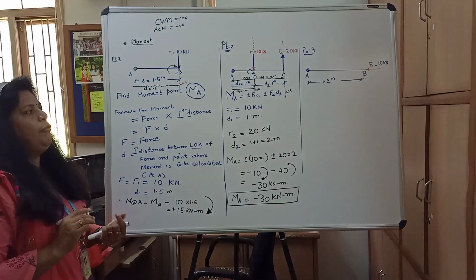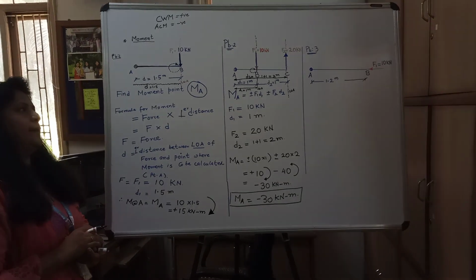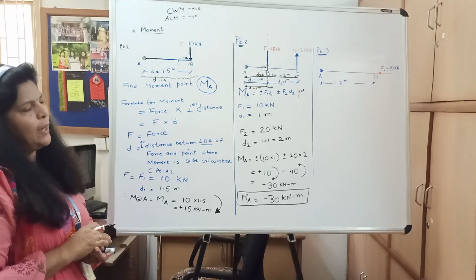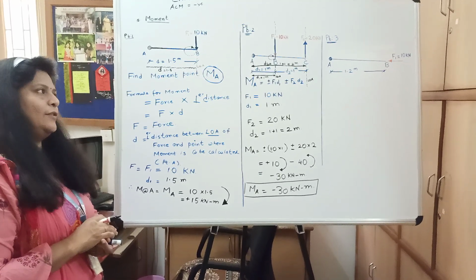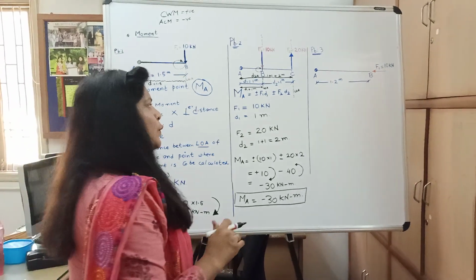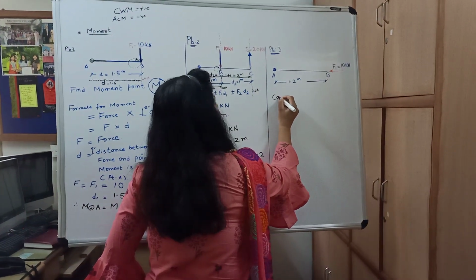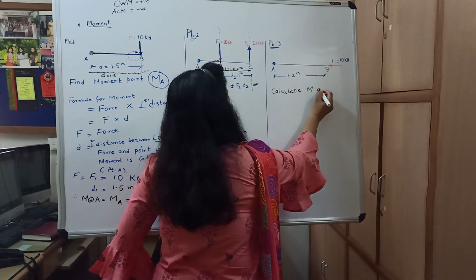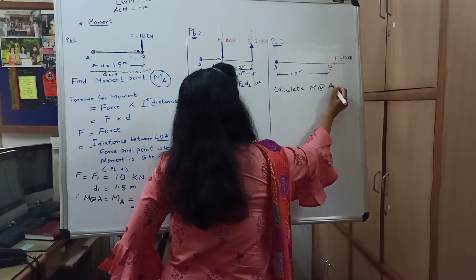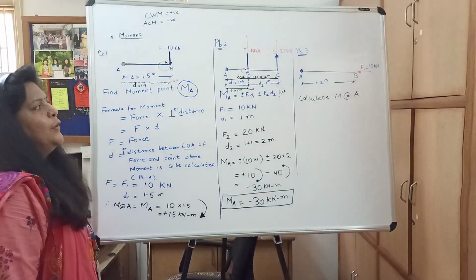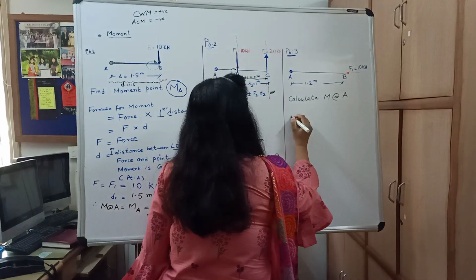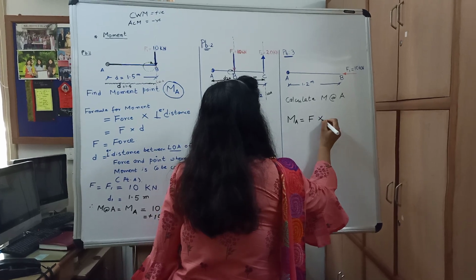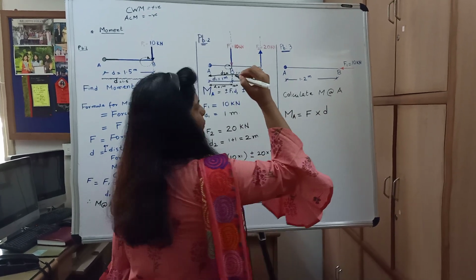Now we come to the third numerical. Very simple. What is it? Which type of force is acting? Horizontal force. Okay? What do we have to do? We have to calculate moment about point A. Okay? So, I will again write down moment about point A, that is equal to F into perpendicular distance D.